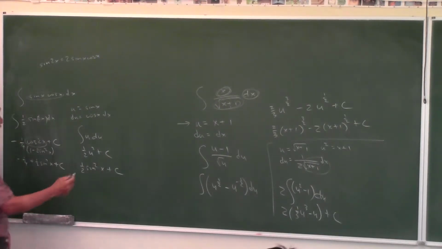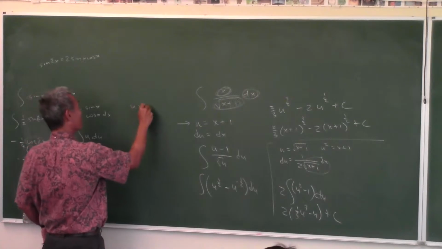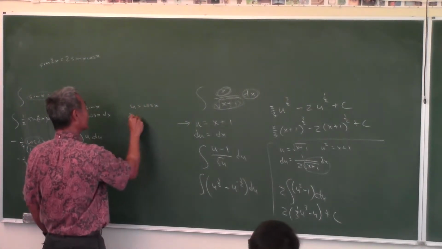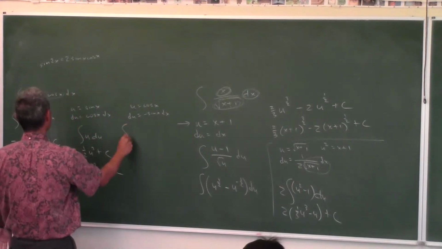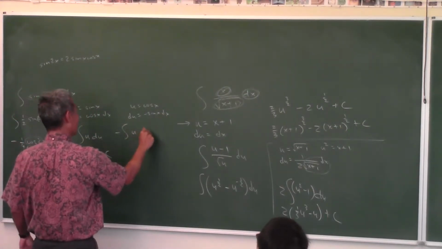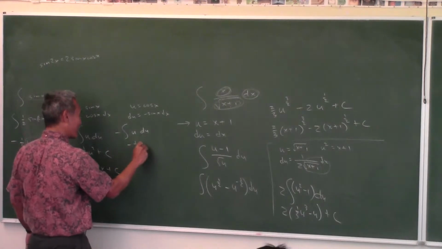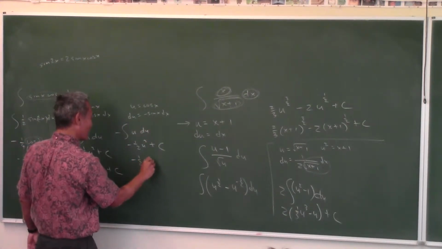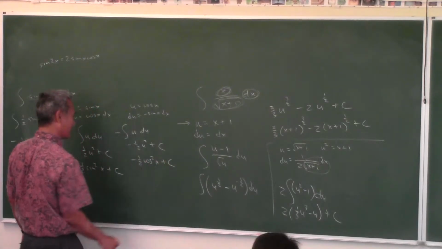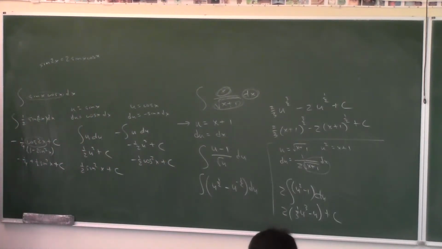Yeah, but Mr. Park, couldn't you have done this then? u equals cosine x, du equals negative sine x dx. So this integral becomes u times negative du, which is negative 1/2 u squared plus c. Resubstitute back in: negative 1/2 cosine squared x plus c. Yeah, you could have done it that way also.